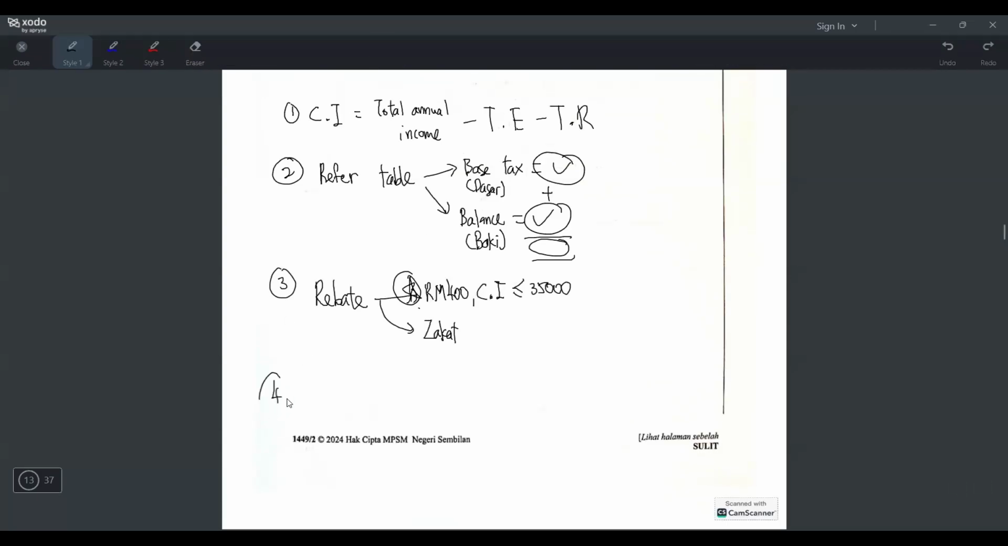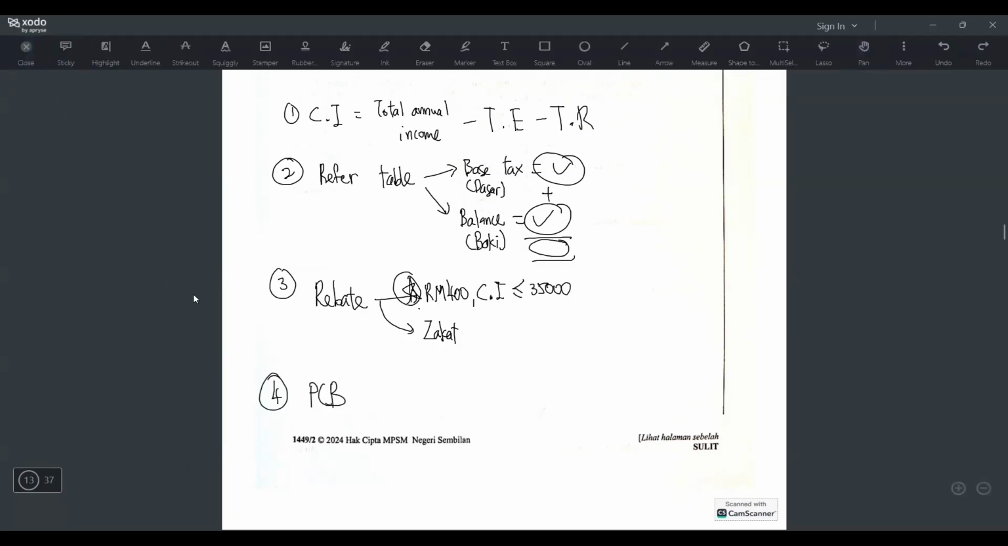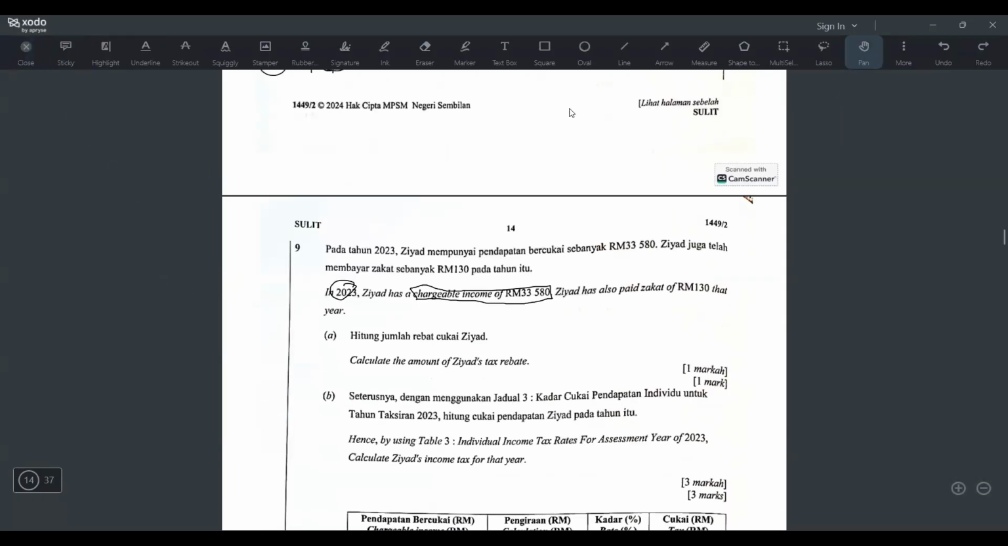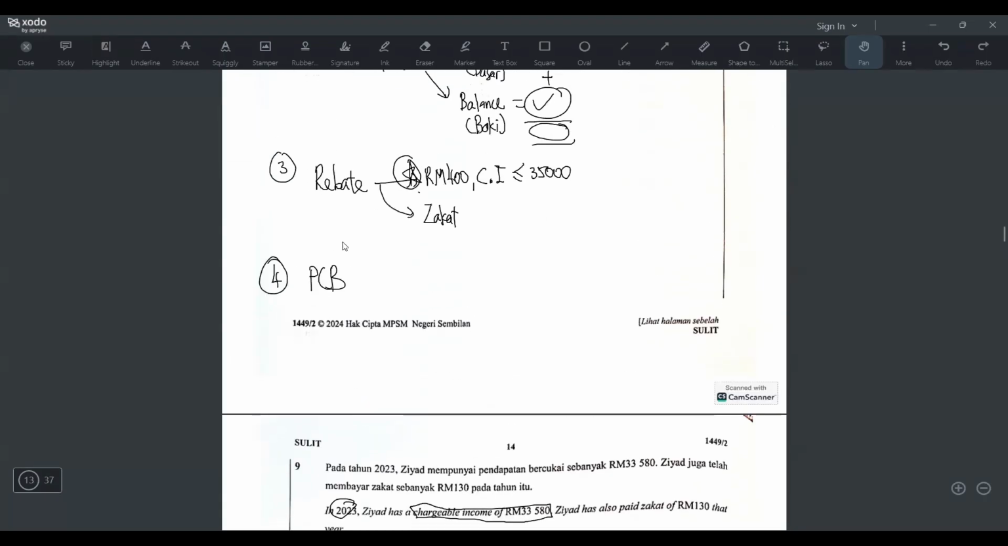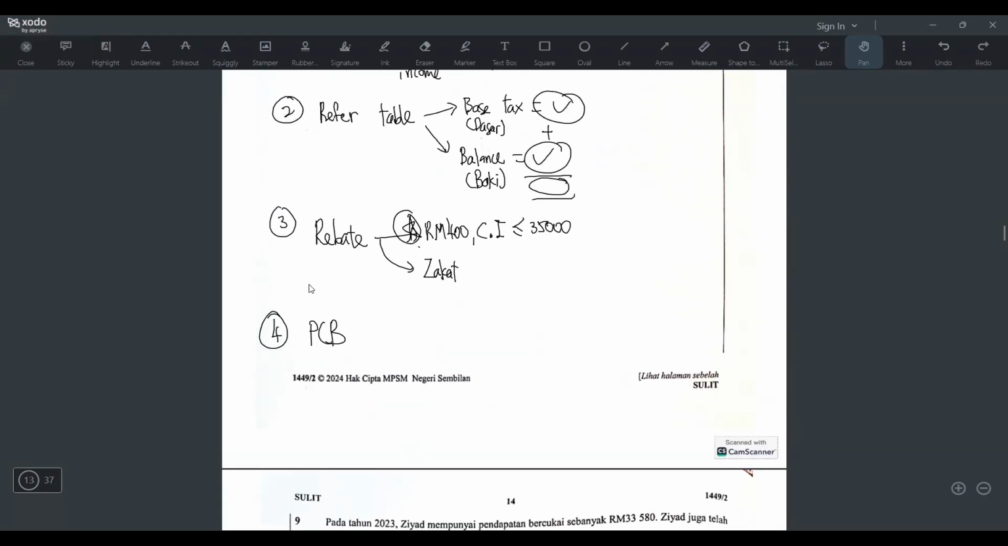Okay, sometimes you have step 4. Okay, but the step 4 is called PCB lah. But this one only some questions have, right? Not all questions have the PCB, right? Okay, and I think this question doesn't have. Yeah, I already looked through the whole question, don't have. So I will not go into details for the PCB, okay?